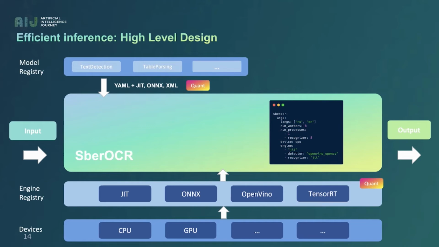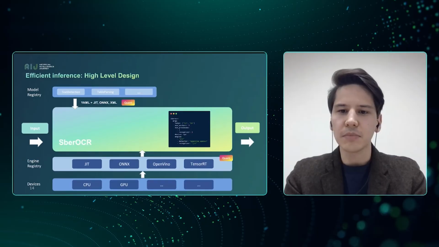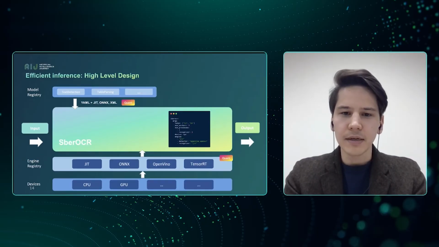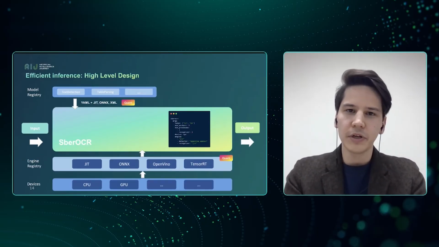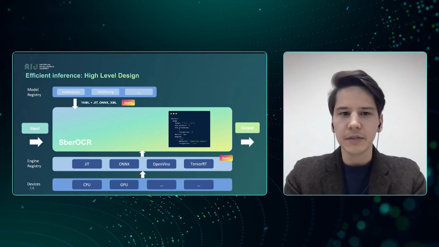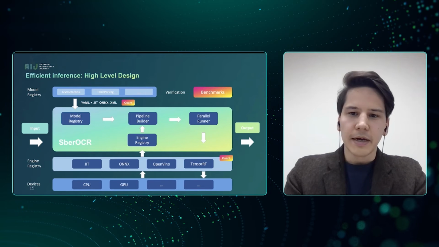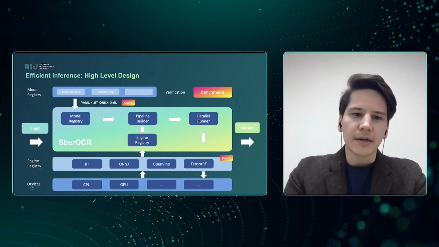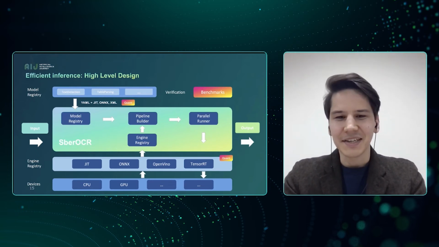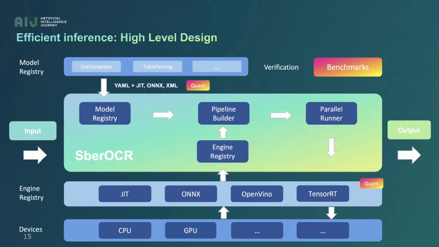Here on the slide you can see another level of abstraction called engine registry. These are sets of frameworks supported by SberOCR. In particular, we can switch between and configure for each model and module its own framework. So, we can even use several frameworks during inference in one pipeline. What are the advantages? Well, the first advantage is interesting. This is weird, but you can deny all frameworks except for one.